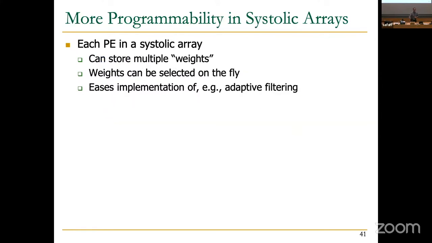Okay, so more programmability. People have tried to make this more generally applicable. Each processing element in a systolic array can actually store multiple weights. Weights can be selected on the fly using multiplexers. And this eases the implementation of more sophisticated techniques. If you just want to implement convolution in a particular way, okay, you can do it with the technique we talked about earlier. But if you want to do adaptive filtering, adaptive sampling, etc., now you need to actually decide which weight you're going to use, depending on what you're doing. So this enables more programmability, but it comes with more cost.